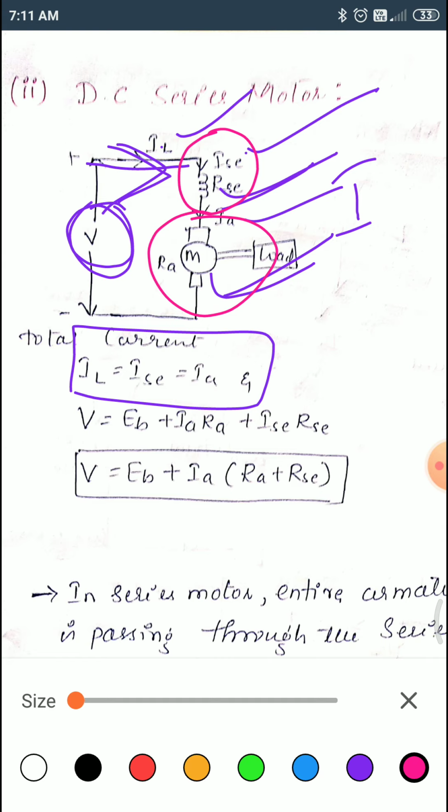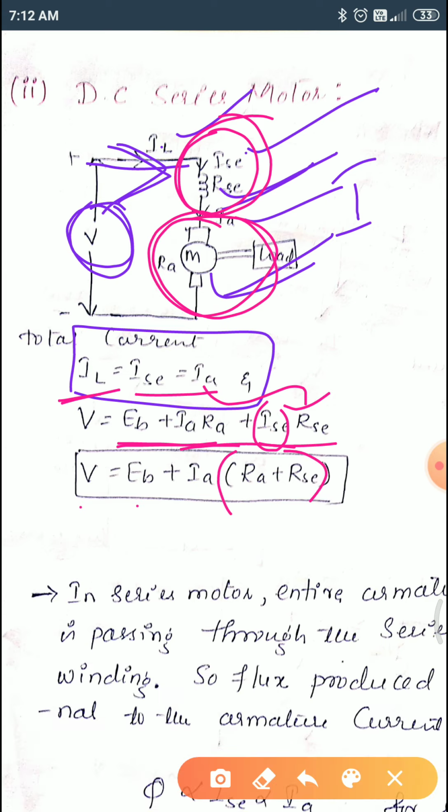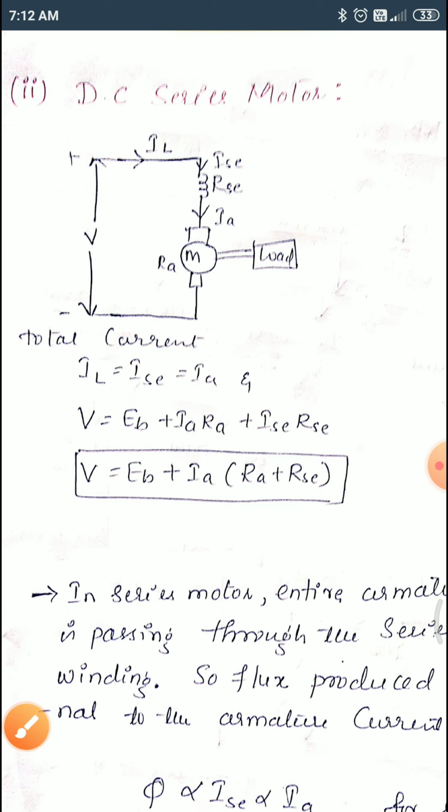Then the voltage drop across this one is what? EB plus IRA, and the voltage drop across this is IAC into RAC. Therefore, in place of IAC, you just substitute IA for simplification, because these three currents are equal. So what we can write is V equal to EB plus IA. If you take IA outside from these two, then there will be RA plus RAC.